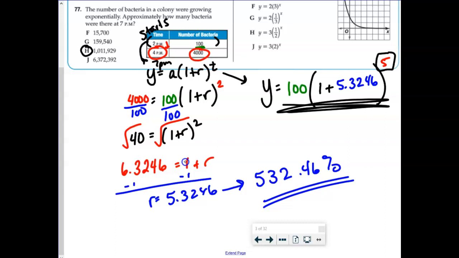Maybe it's good bacteria. Maybe it's that stuff that's in your gut. It's like 1 million, right? I hope this is good bacteria. Well, yeah. 1.01.